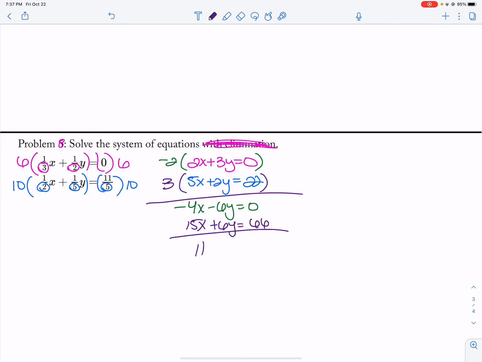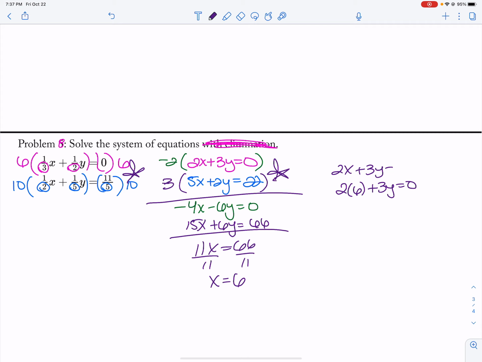So then I get 11x is equal to 66. Divide both sides by 11, and I get x is equal to 6. Now, to figure out what your y is, you can go back to the original. I would probably choose one of the other ones instead. So here's my 2 times 6 plus 3y is equal to 0. I did choose the 2x plus 3y is equal to 0 equation. So I get 12 plus 3y is equal to 0. Subtract both sides by 12, and I get 3y is equal to -12. Divide both sides by 3, and I get y is equal to -4.